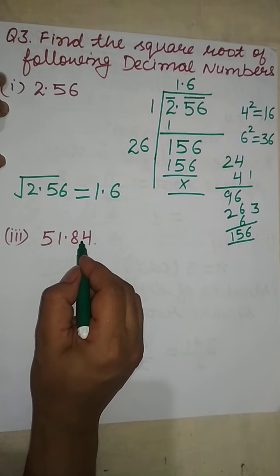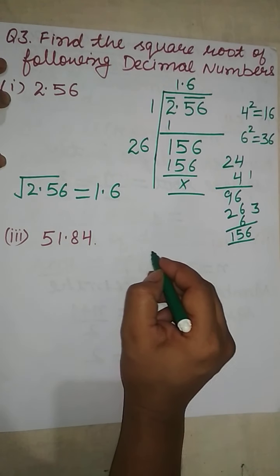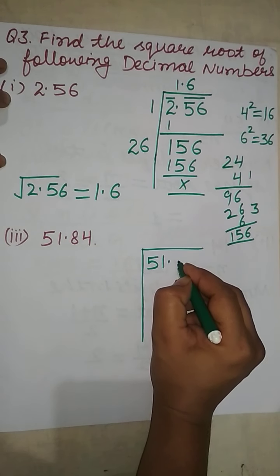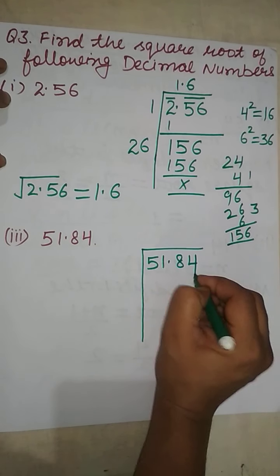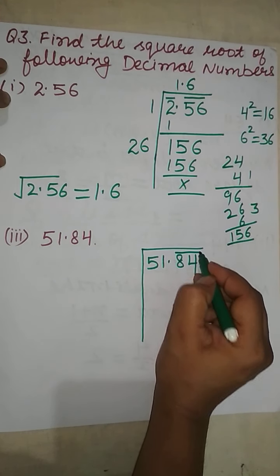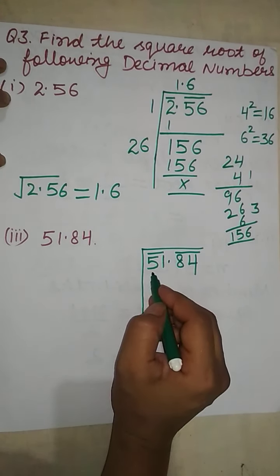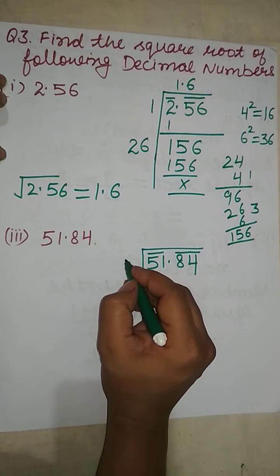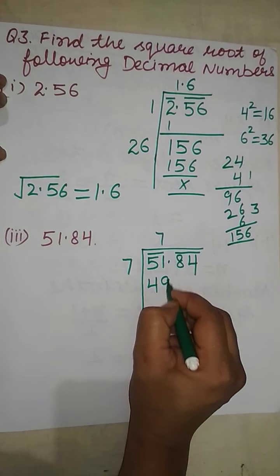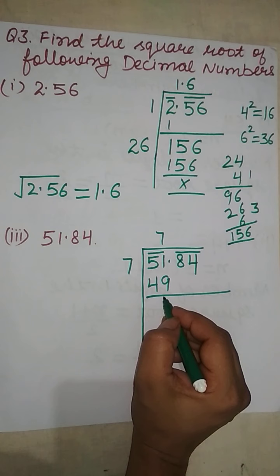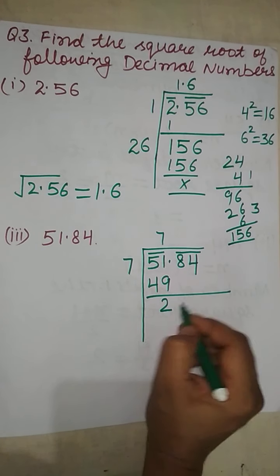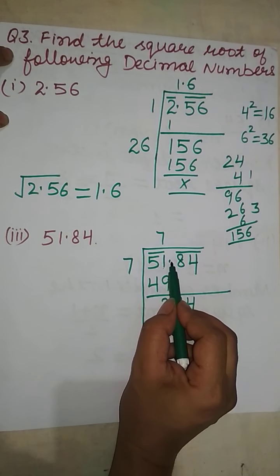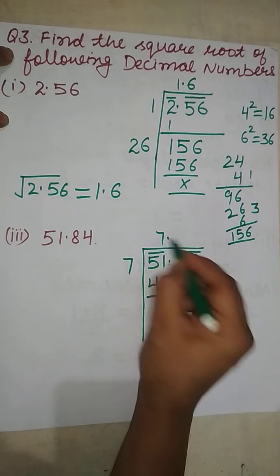Now it's 51.84. The next part, again I'll do the same way. 51.84. First step is to make the pairs. I have made the pairs. Nearest to 51, the square number is 49, which is the square of 7. So 7 sevens are 49. 51 minus 49 is 2. Now I'll carry the next pair. It is 84. Now again, after 51 there is a decimal, so I'll put the decimal here.